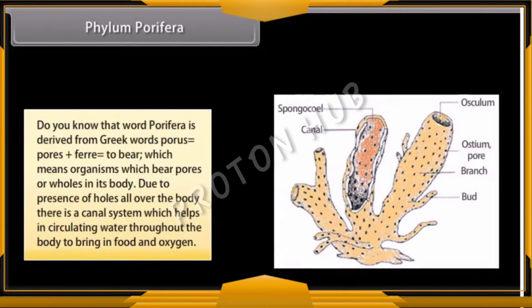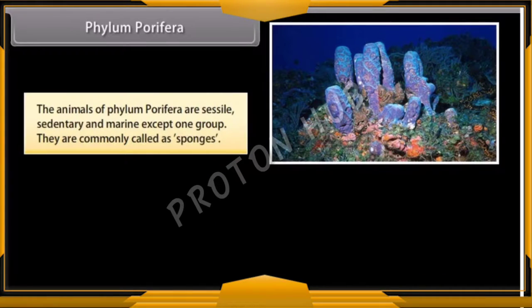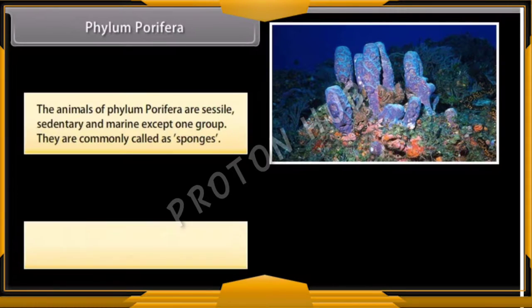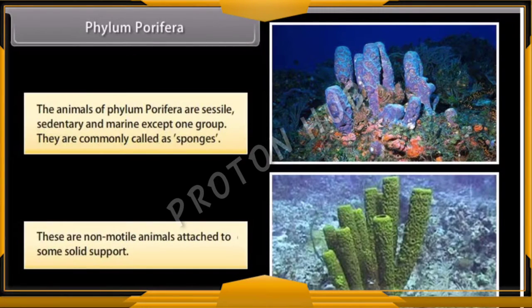Phylum Porifera. Do you know that the word Porifera is derived from Greek words porous, which is pores, plus phere, to bear, which means organisms which bear pores or holes in their body. Due to presence of holes all over the body, there is a canal system which helps in circulating water throughout the body to bring in food and oxygen. The animals of phylum Porifera are sessile, sedentary, and marine except one group. They are commonly called sponges. These are non-motile animals attached to some solid support.